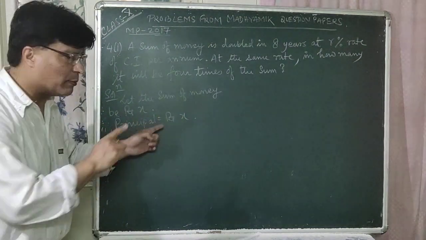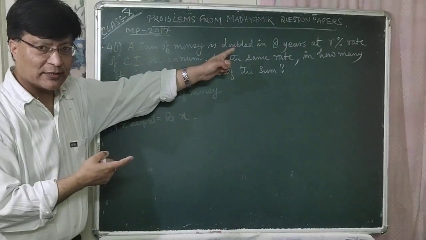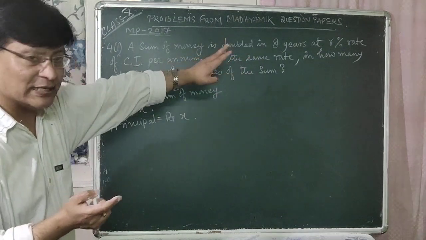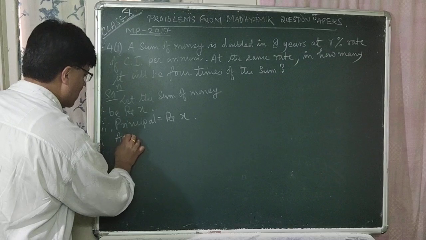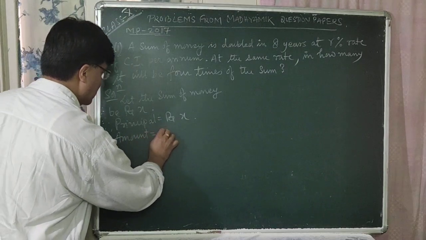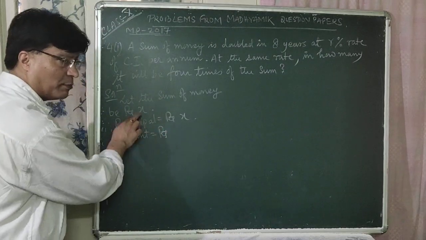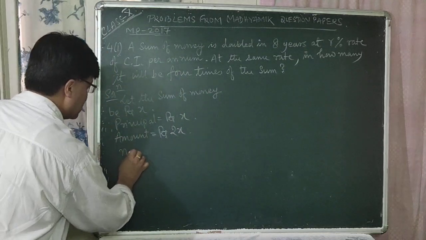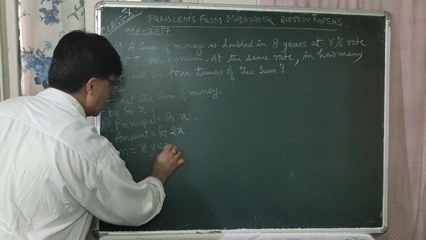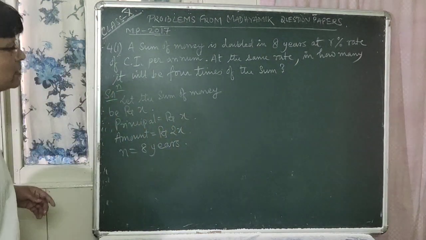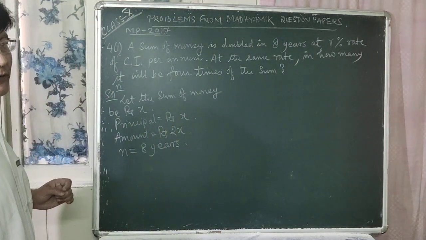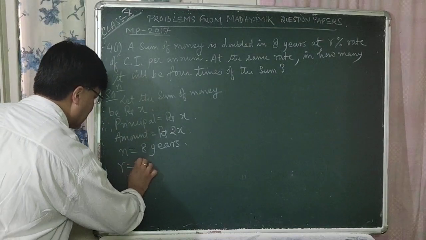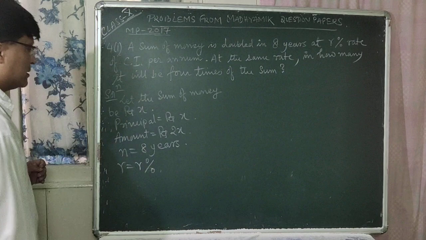Now, it will be doubled in how many years? 8 years. Double means the amount becomes rupees twice X in how many years? 8 years, right? So amount is equal to double of principal, that is twice X. In how many years? That is N is equal to 8 years, right? What is the given rate of compound interest per annum? It is small r is equal to R%.